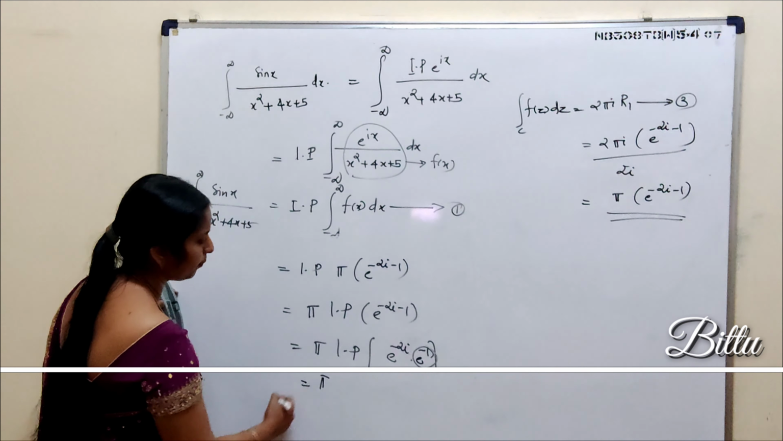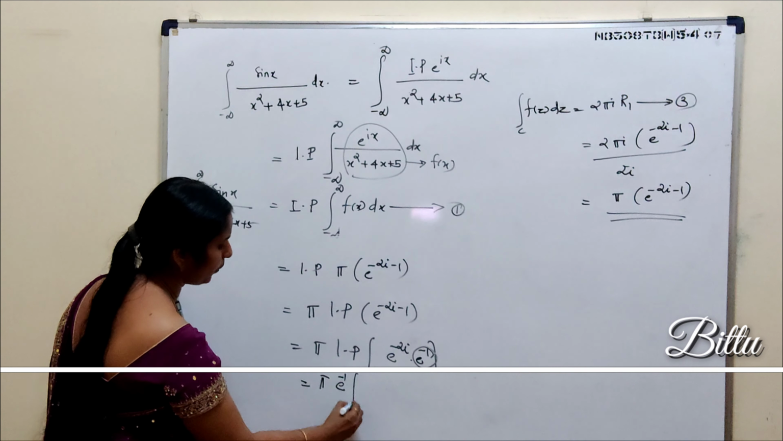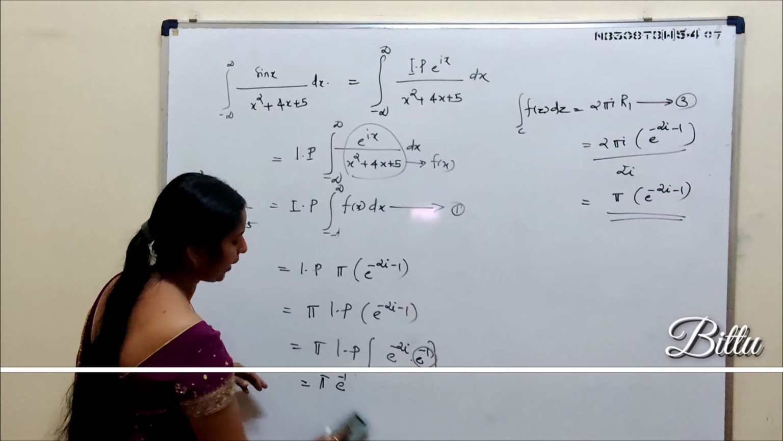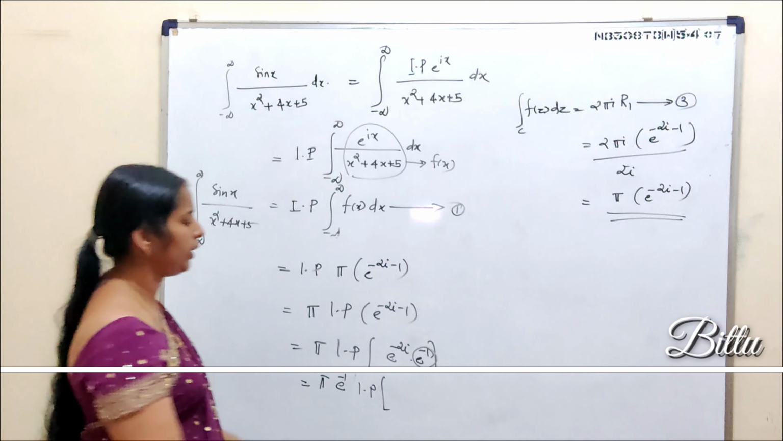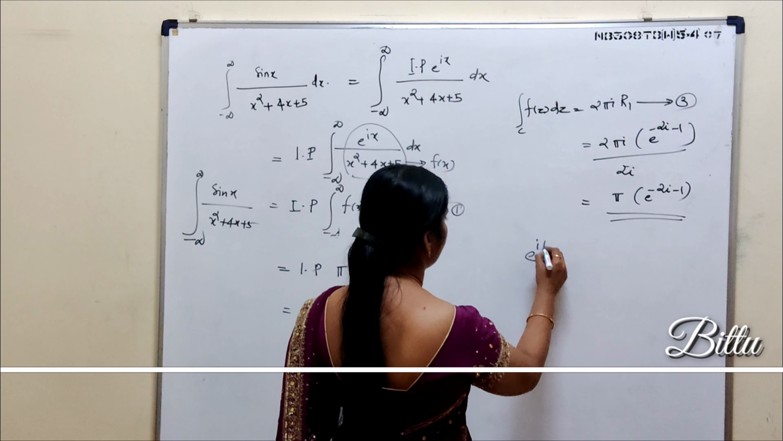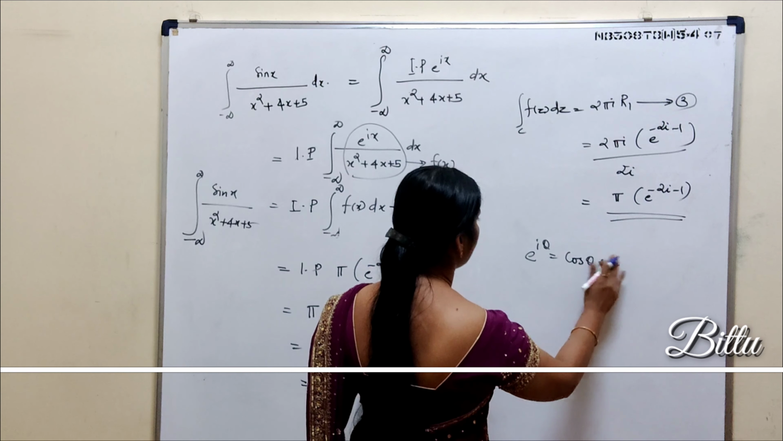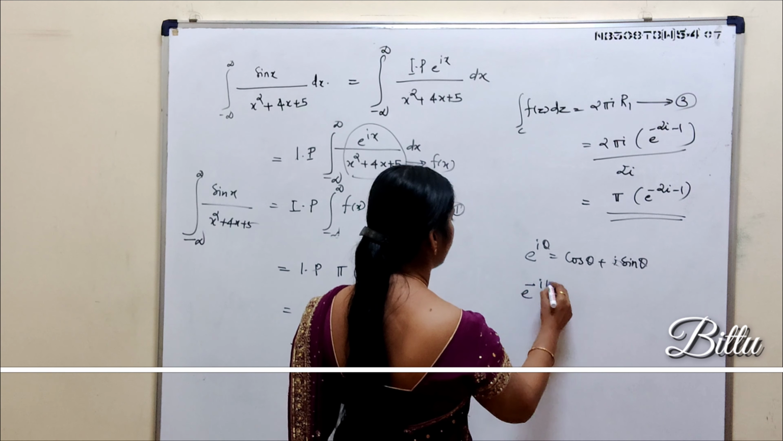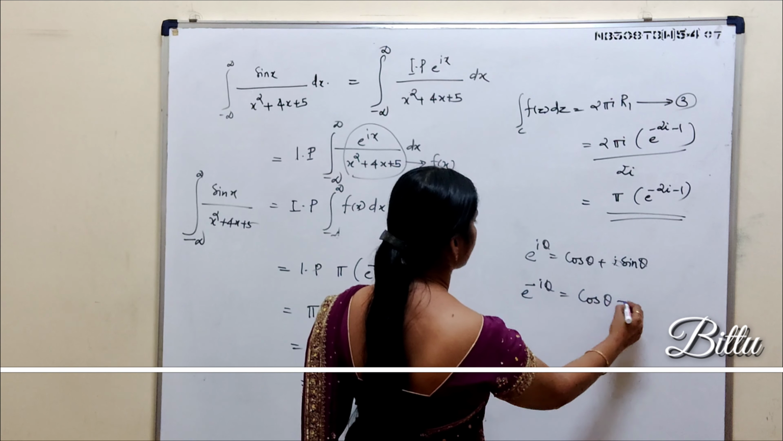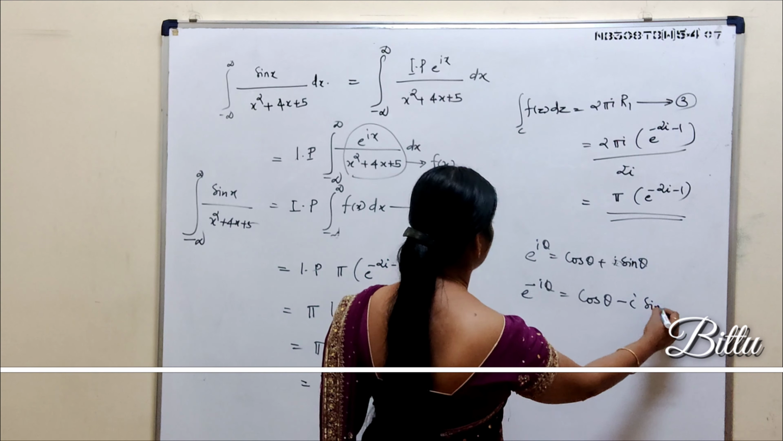It is pi e raised to minus 1 into the imaginary part of this function. We know e raised to i theta is cos theta plus i sin theta. So e raised to minus i theta, you just replace i by minus i. So plus i sin theta becomes minus i sin theta.